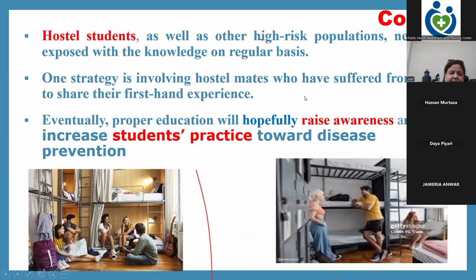Hostel students as well as the high risk population need to be exposed to the knowledge on a regular basis. One strategy is involving hostel mates who have suffered from scabies to share their first-hand experience. So eventually, proper education will hopefully raise the awareness and increase students' practice towards disease prevention.